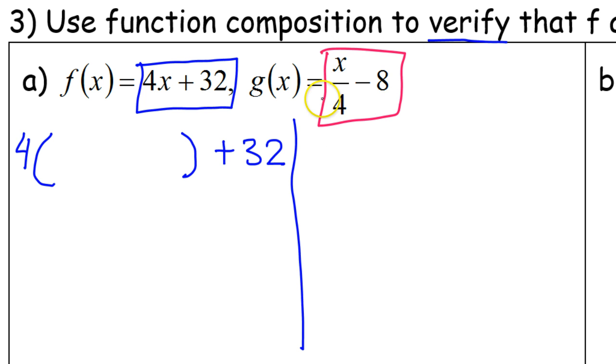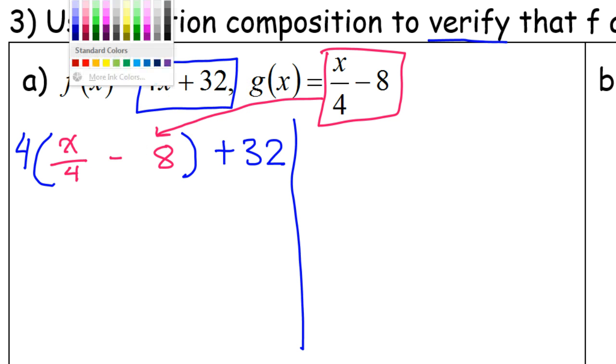Alright, so I'm going to take this entire function and put it right here. That's why I'm going to have x over 4 minus 8. So I've substituted one function into the other. Now, if everything cancels out and we get x, then we will be halfway to proving that these two functions are inverses of each other. So let's see what happens.